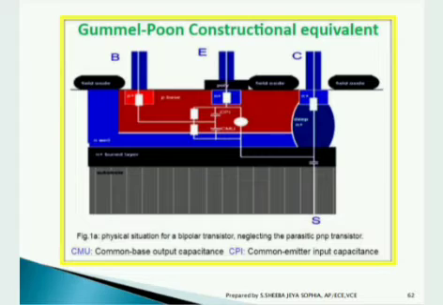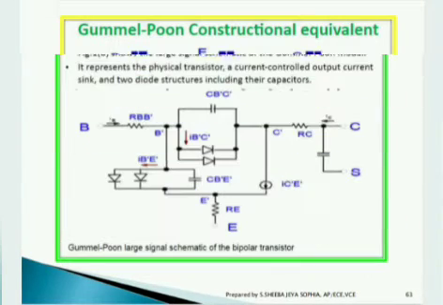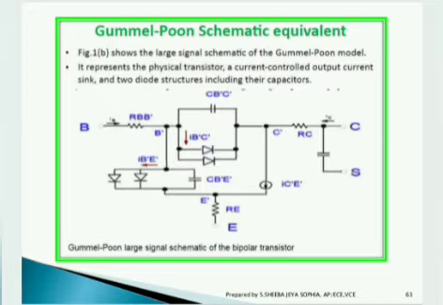You can see the constructional equivalent of this Gummel-Poon model, in which it is elaborated as base, emitter, collector junctions. As you can see here, C pi and C mu capacitances are used in the equivalent circuit. C mu is the common base output capacitance and C pi is the common emitter input capacitance. Correspondingly, you can see the large signal schematic of this Gummel-Poon model with the capacitor equivalents. It represents the physical transistor, a current controlled output current sink, and two diode structures including their capacitors.